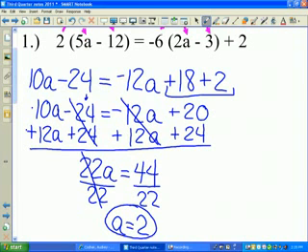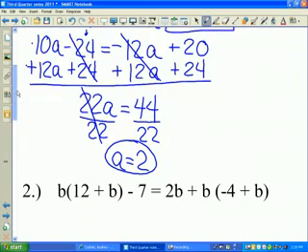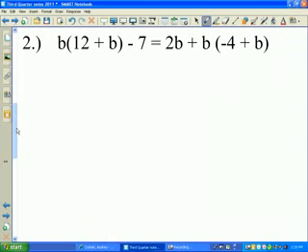So yes, we're doing it step by step, but what we're actually doing now is combining 3 classes into one. We're combining our adding and subtracting polynomials with multiplying polynomials. So we're carrying things over. Let's take a look at number 2. Number 2, again, we have b times 12 plus b minus 7 equals 2b plus b times negative 4 plus b. So again, we're going to distribute.